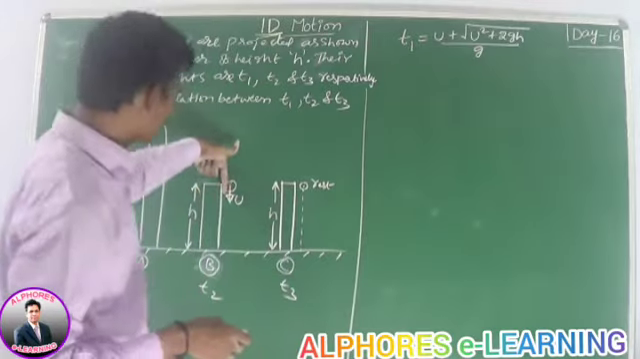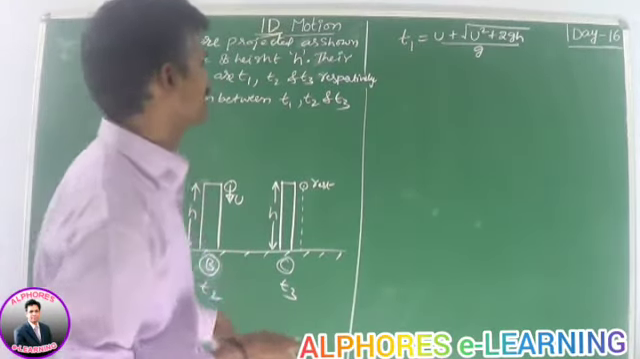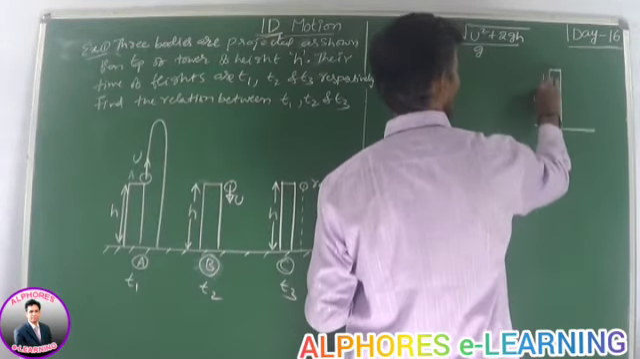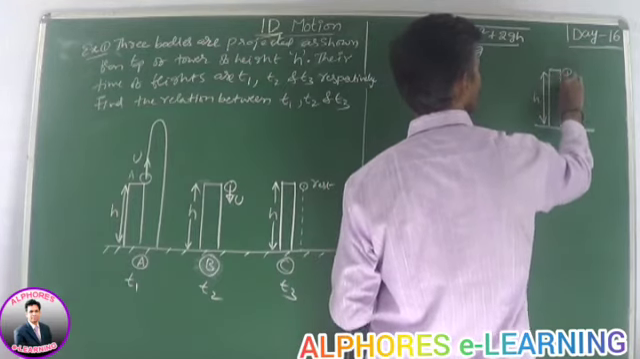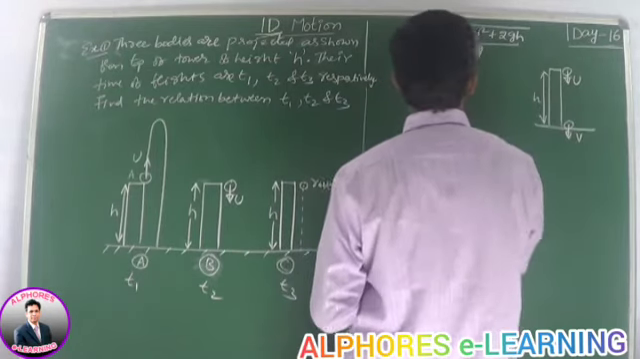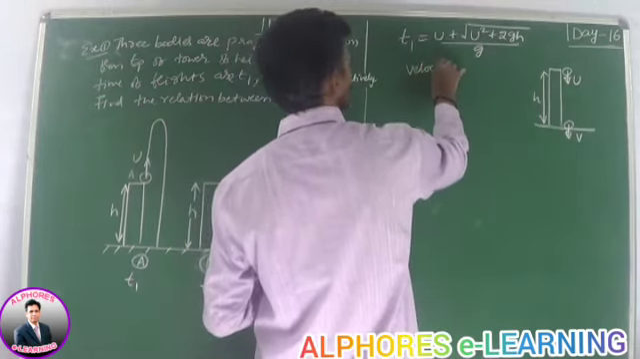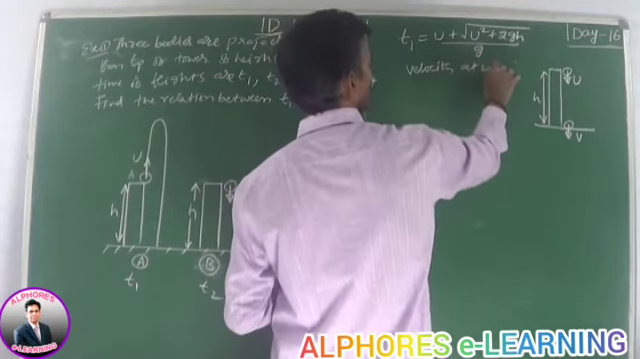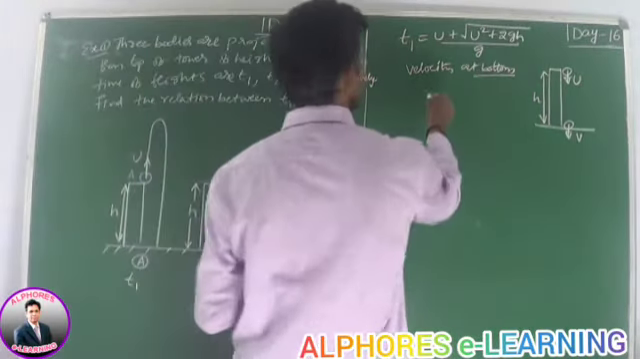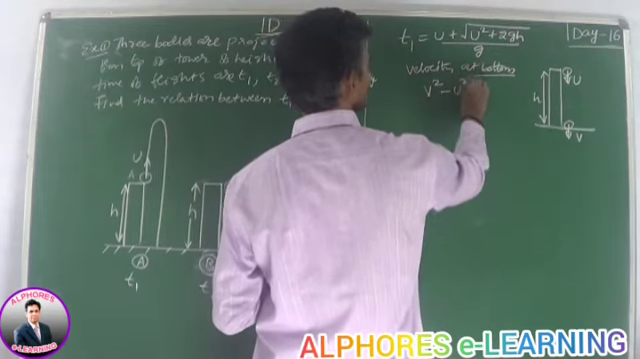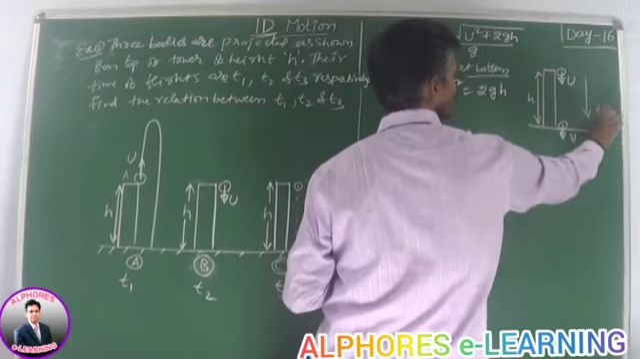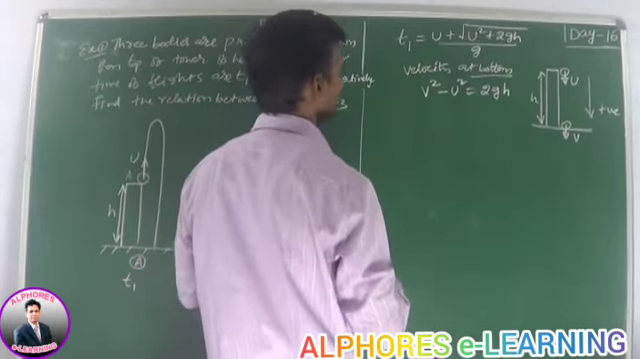Now this body is projected vertically downwards. I want to find this time T2. This is the tower, of height h. The body is projected here vertically downwards with some initial velocity u, and it reaches the bottom with velocity v. First I want to calculate the velocity at the bottom. For that, I want to use v square minus u square equal to 2as. So v square minus u square is equal to 2gh here. Why? Because the downward direction is positive in our case. Then you can calculate this v.